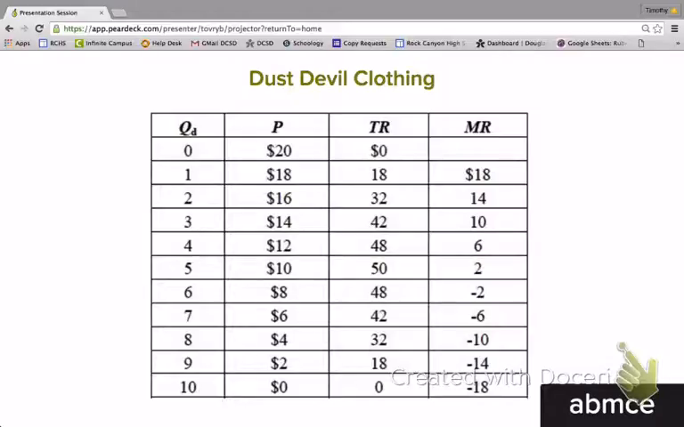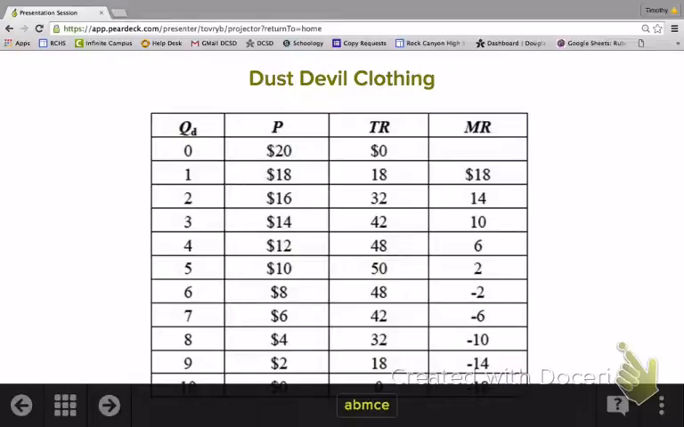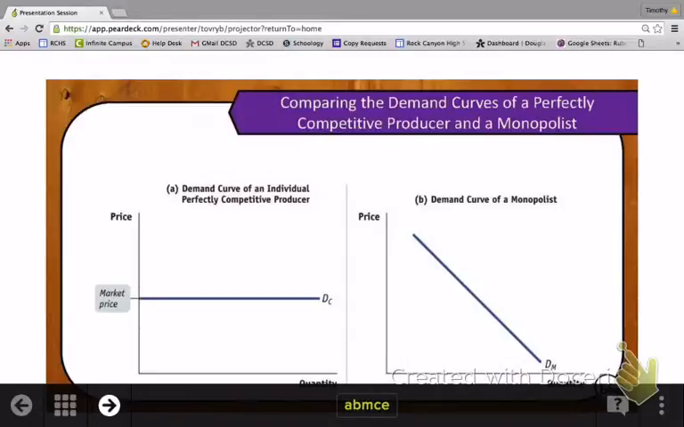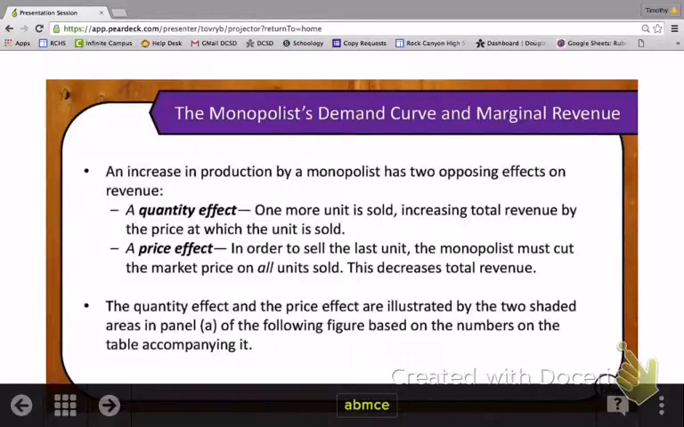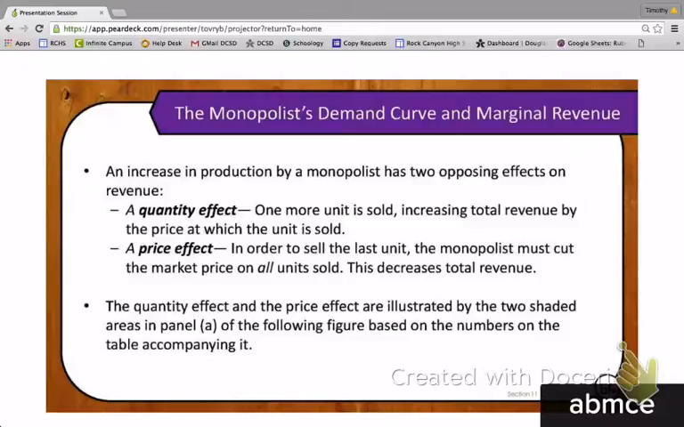So what's going on? Well, let's take a look at the 4th unit. In order to sell the 4th unit, we have to charge a price of $12. But we only receive marginal revenue of $6 when it is sold. Why? Well, there are 2 competing things happening here. One is the quantity effect. One more unit is sold, which increases total revenue by the price at which that unit is sold, in this case $12.